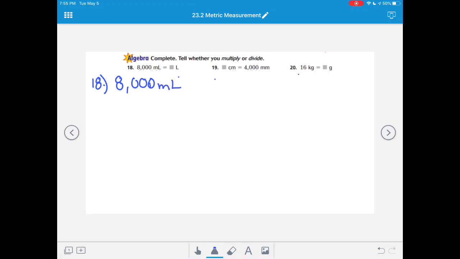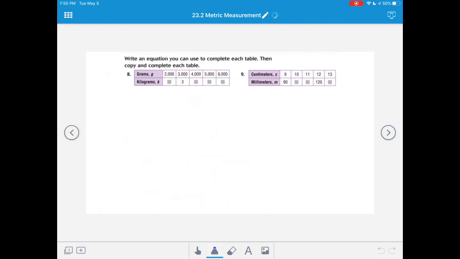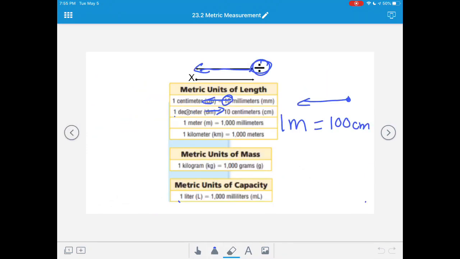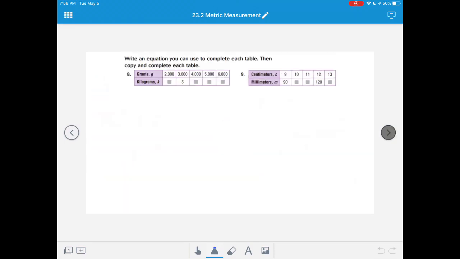So we're starting at 8,000 milliliters, and we're trying to get to liters. So let's take a look at our chart. We're going from milliliters to liters. So I'm flipping all the way back to our original chart here. I'm going from milliliters to liters, so that's down here. I know that there's 1,000 milliliters in a liter. I know that when I go from something small to something larger, I'm going to use division. So I'm going to divide by 1,000.